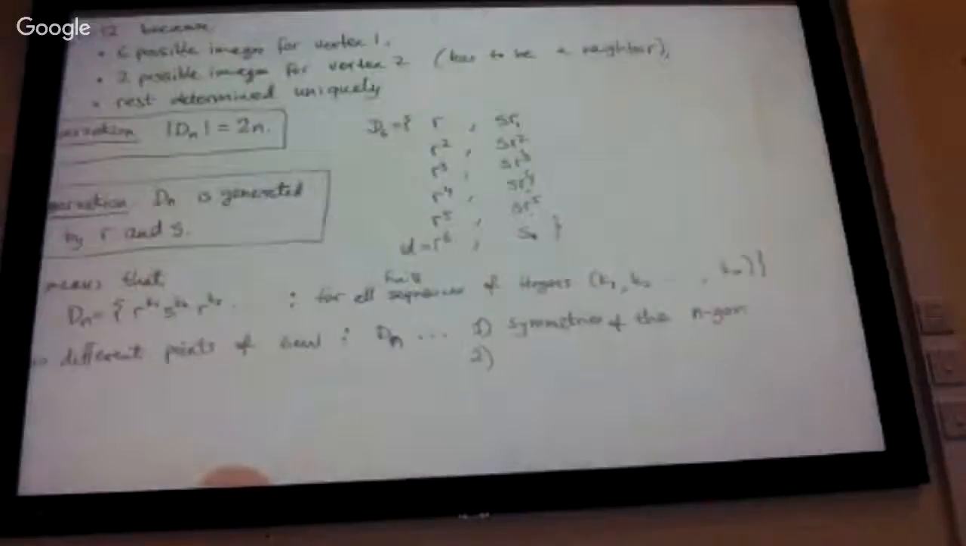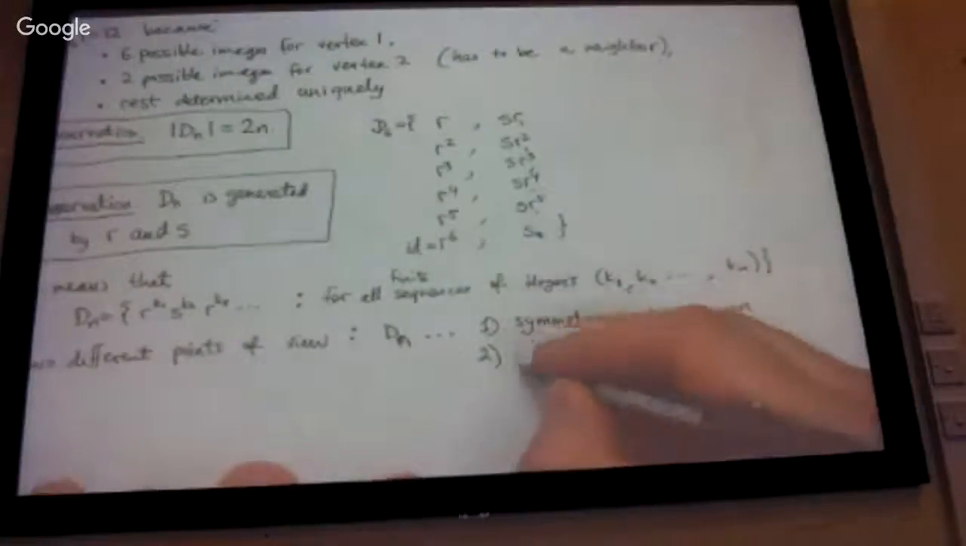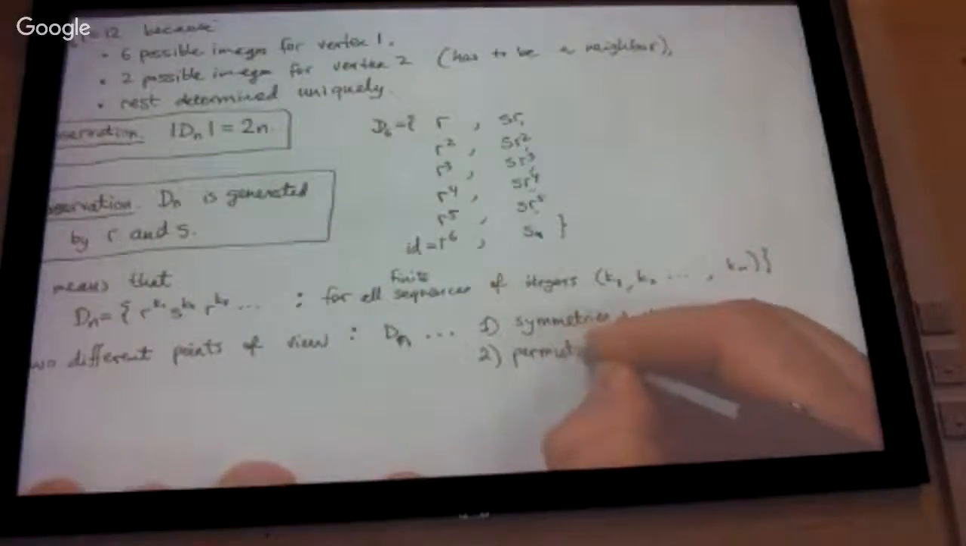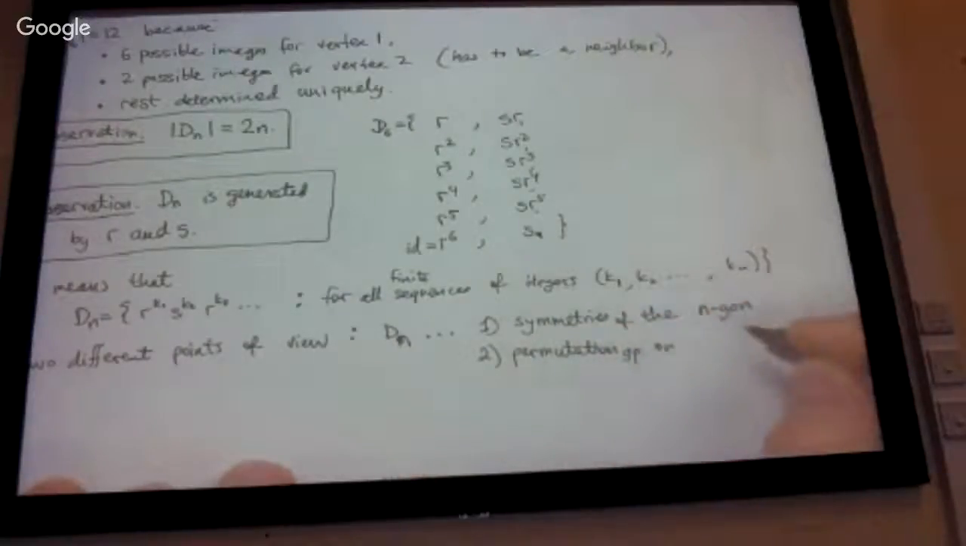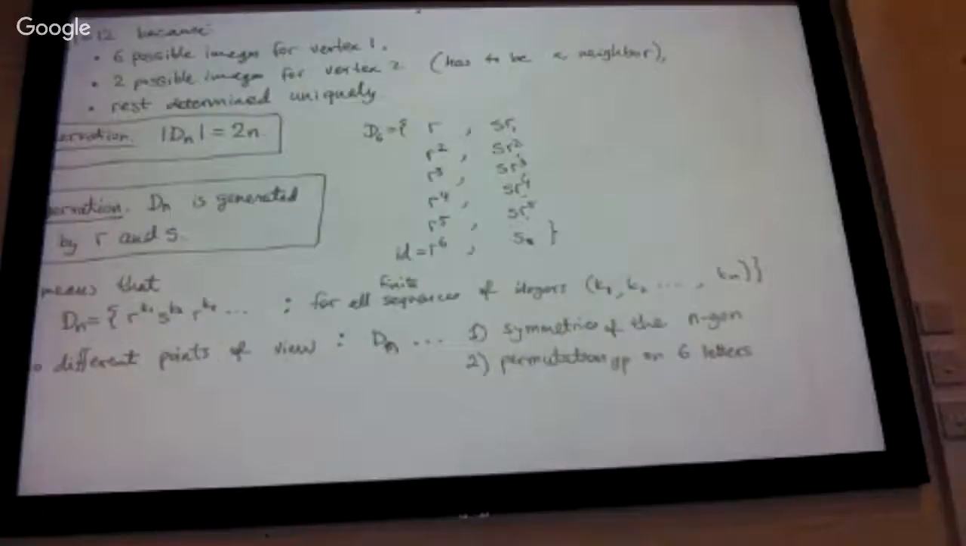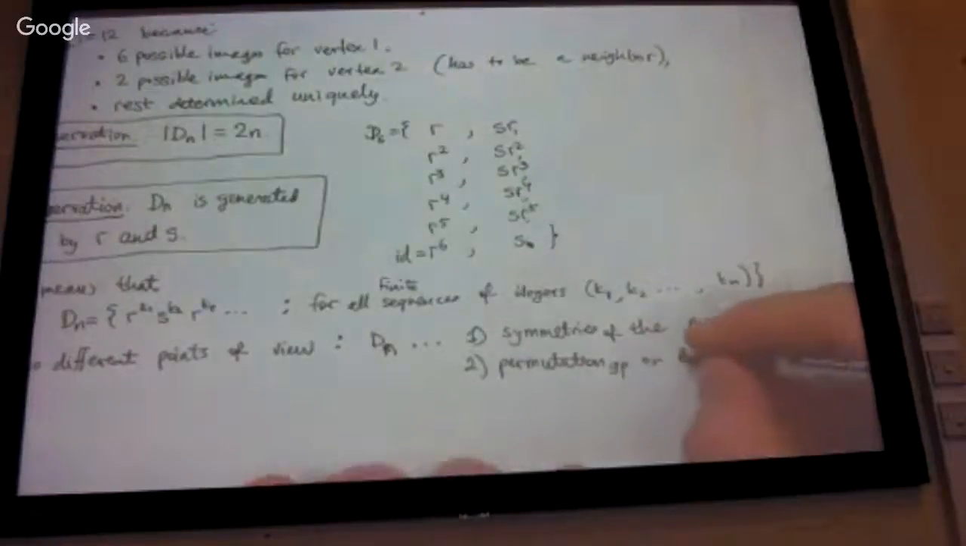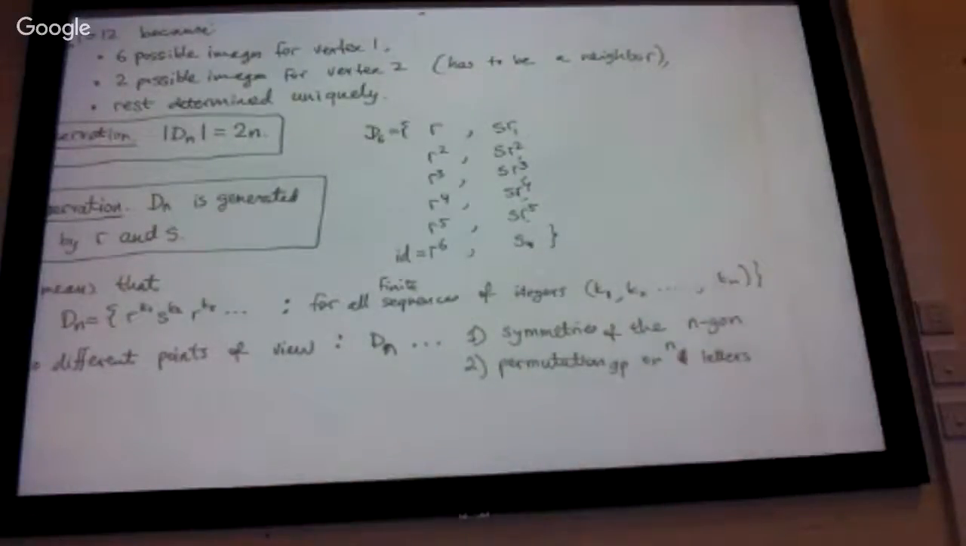So it was a permutation group. On 6 letters, was it? Is it not M? It'll be N. I apologize. It's N.